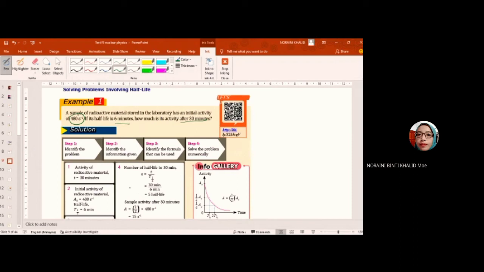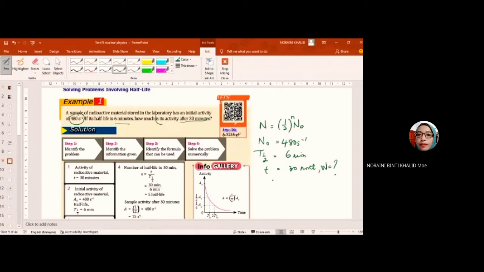There is more than one method to solve this one. I'm going to use the method that we discussed before. Information given: N0 equals 480 seconds to the power -1, the half-life equals 6 minutes, and the given time is 30 minutes. How much activity? Meaning we need to find what N is.